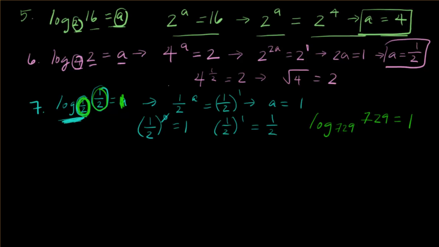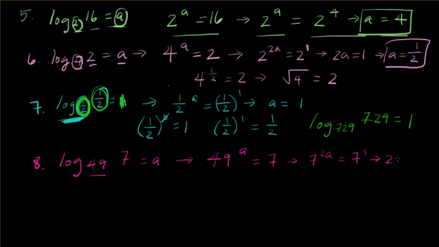Now, let's do the next one. Number 8. Number 8 is log base 49 of 7 equals a. Now once again, I can change that into exponential form. Exponential form, we start with a 49, okay? Raise it to the a equals 7, which means what? 7 to the 2a equals 7 to the 1. So 2a equals 1, a equals 1/2.